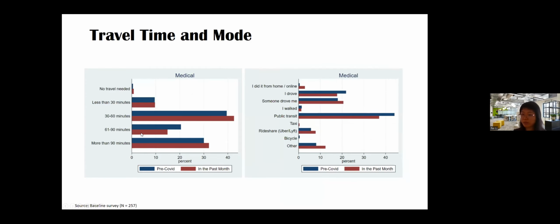And for the travel time and travel mode used for medical related trips, again, not that much difference between pre-COVID and the current month. For travel time, most of the patients have to travel more than 30 minutes, and a pretty large proportion needs to travel more than 90 minutes for a medical related trip. For travel mode, public transit is the most common primary mode, even with COVID. There is a bit of reduction after COVID, but still nearly 40% of the patients report that they use public transit most often. We also asked about telehealth, like doing it from home or online, and we do see this number increased under COVID, but it's still a pretty small percentage.